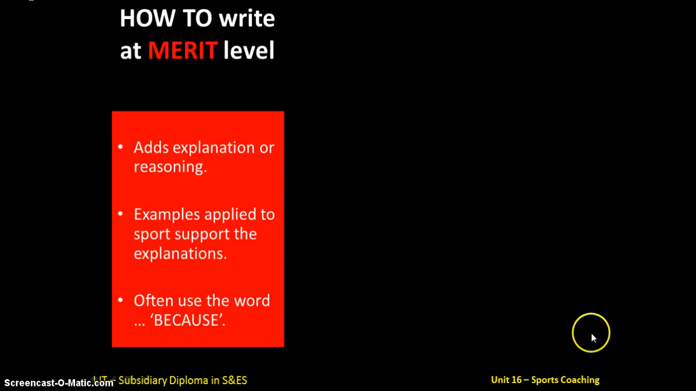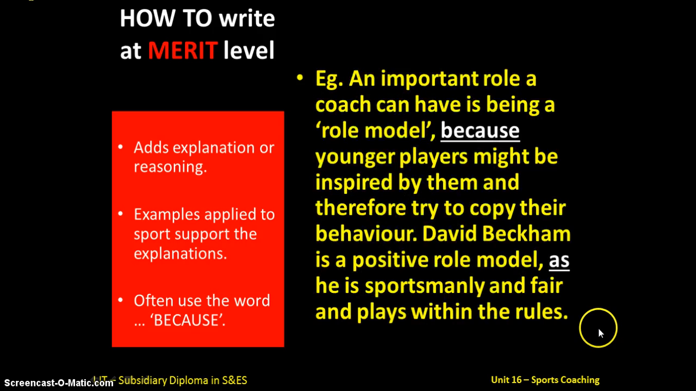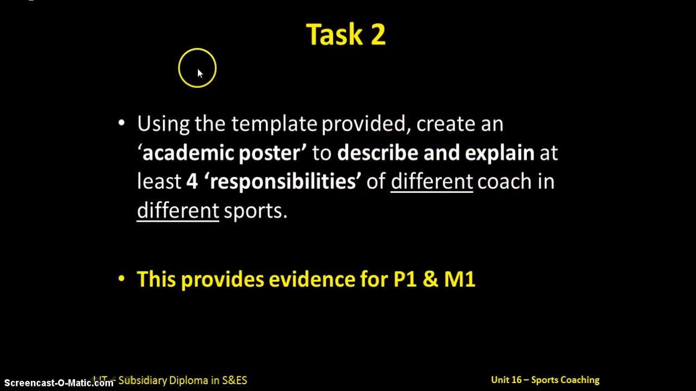So how do we make that merit level for an answer then? We would add reasoning, and probably the most important word you can have in merit level work is "because". So this was our original statement, but now I'm adding the reasoning: because young players might be inspired by them and therefore try to copy them. Here's an example. David Beckham is a positive role model, as, that's a similar word to because, he is sportsmanlike and fair and plays within the rules. So that would be a merit level type of response.